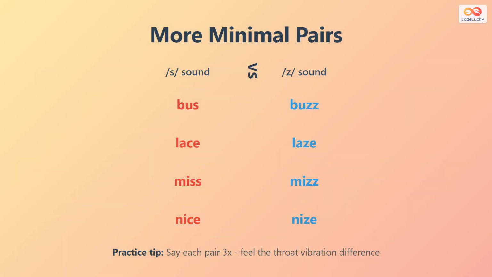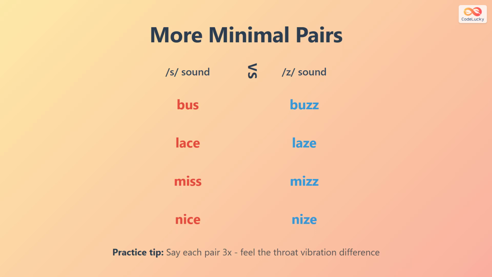Let's practice with more minimal pairs to strengthen your ability to distinguish these sounds. We have bus versus buzz. Notice that bus ends with a silent S, while buzz ends with a vibrating Z. Both words are very short, so you can focus entirely on the final sound. Next is lace versus lays, then miss versus Ms, and finally nice versus knees.